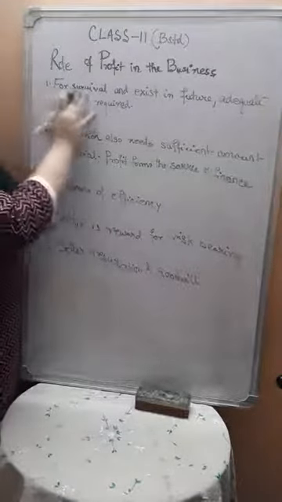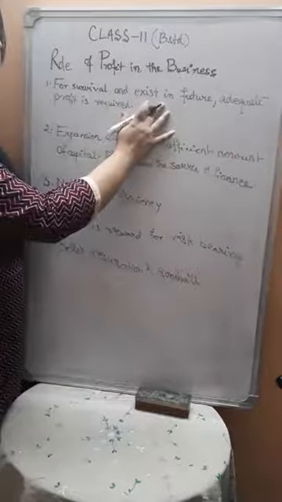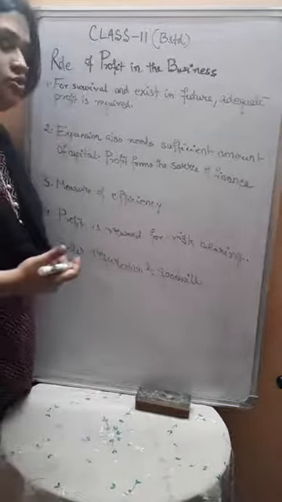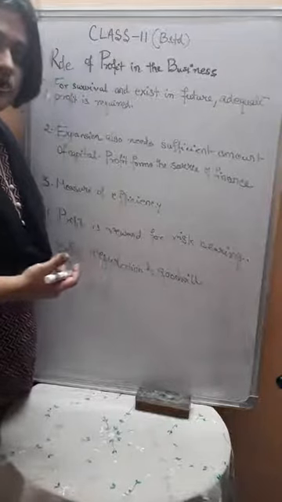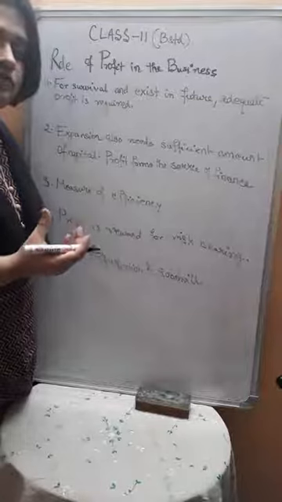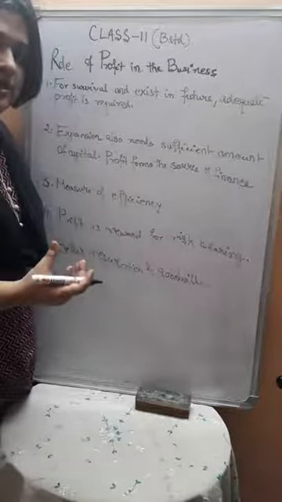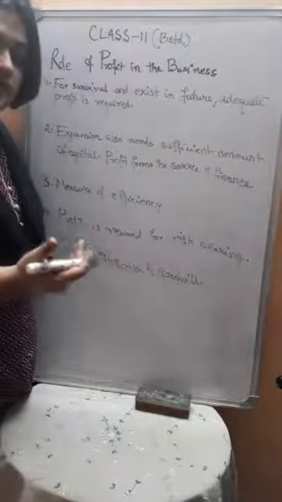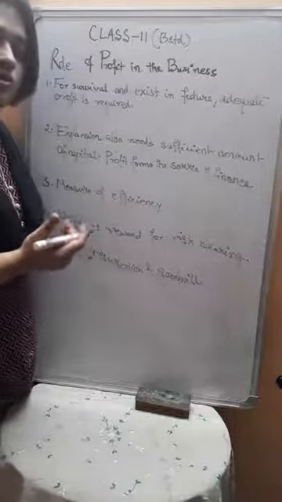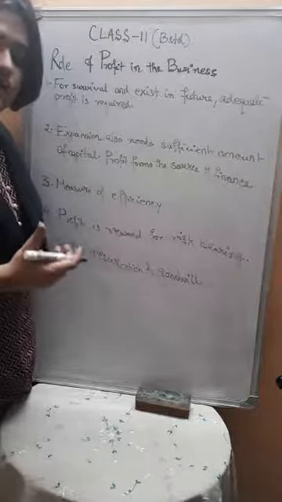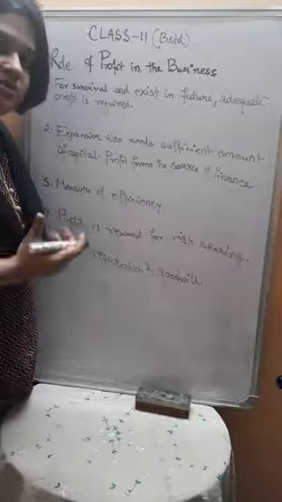Number one, for survival and existence in future, adequate profit is required. If a business wants to survive in the long run, it wants to exist in the future, so that the business is not for a time being or not for a single time period like 1 year or 2 years. If it wants to survive the face of competition from other business houses, and if it wants to exist in future, it needs a strong capital backing to every time finance its production.